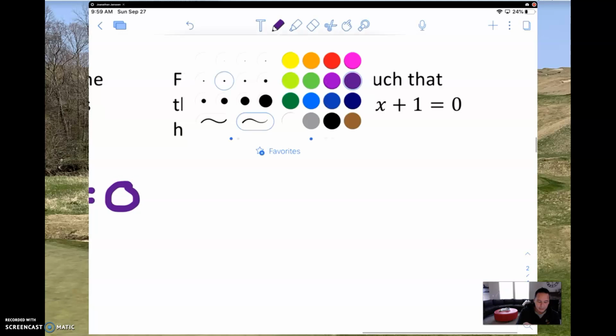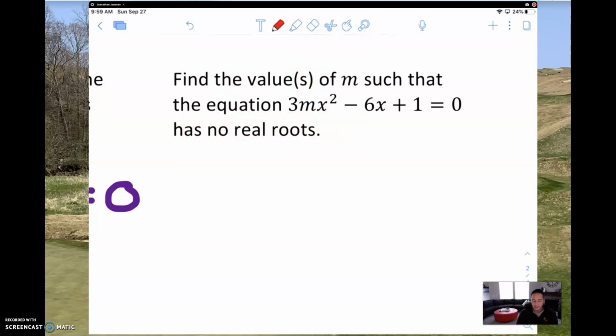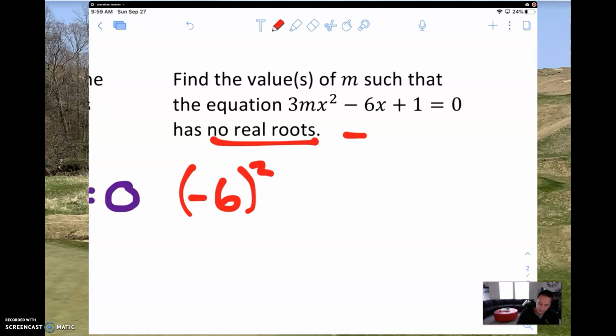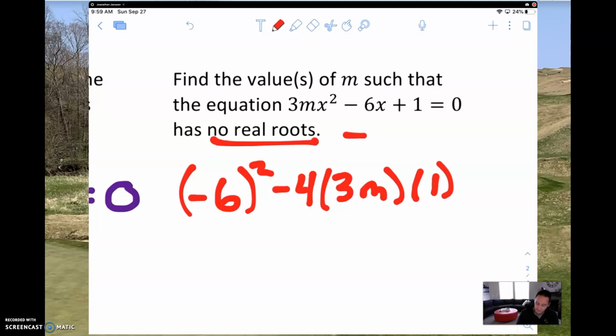And the last example together. Find the value or values of m such that this equation has no real roots. So if there are no real roots, that means the discriminant has to be a negative number. So we're going to start with our discriminant, b squared, negative 6 squared, minus 4 times a. I'll rewrite that. Our a in this case is 3m, and then our c is 1.